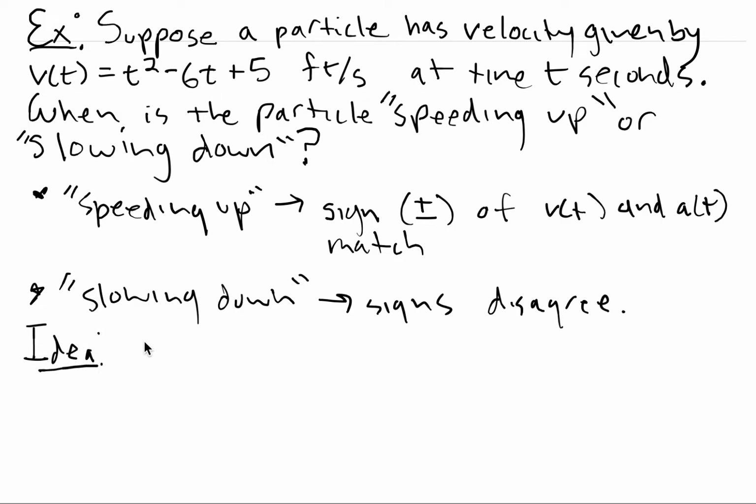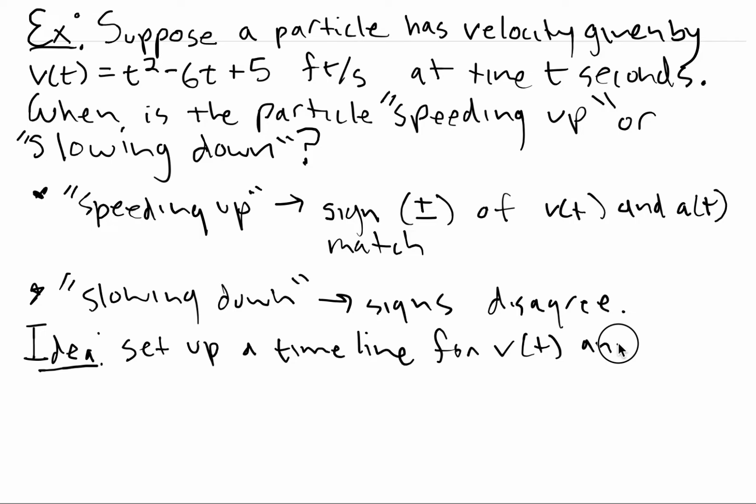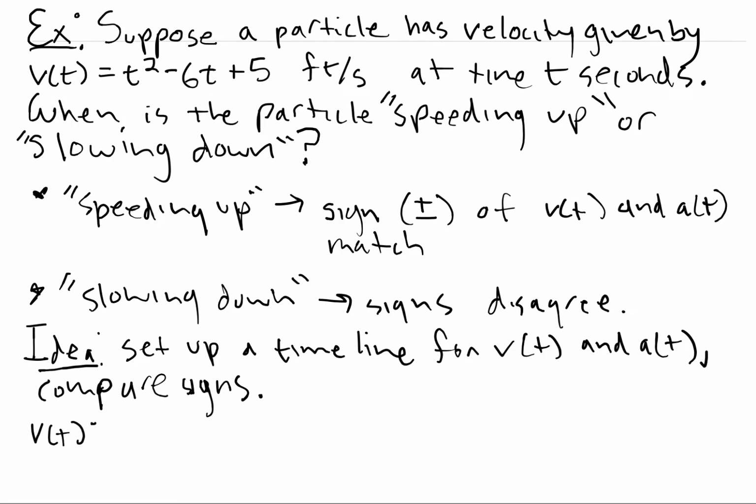I find number lines really helpful for this. So what we're going to do is set up a number line representing times. I'll call this a timeline for short, for both v of t and a of t. And then once I do this, I'm going to compare my signs. Okay, so let's get my timeline for v of t going.